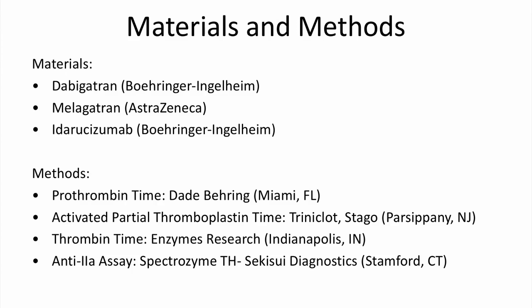The materials used in this study were: dabigatran from Boehringer Ingelheim, melagatran from AstraZeneca, and idarucizumab from Boehringer Ingelheim. The powdered forms of these were also purchased from commercial sources. Prothrombin time reagent from Dade Behring, activated partial thromboplastin time from Trinity, clot thrombin time from Enzyme Research, and anti-2A assay using an amidolytic method were used.